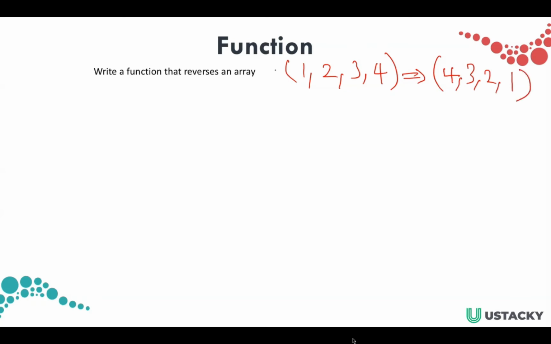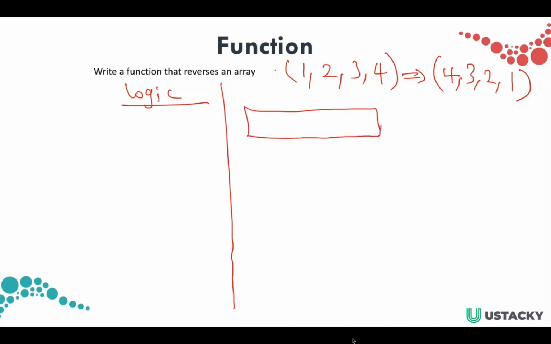So how do we solve this? Let's check the logic behind this. If you have an array, let's divide this into 2. If you have an array 1, 2, 3, 4, the output should be 4, 3, 2, 1.